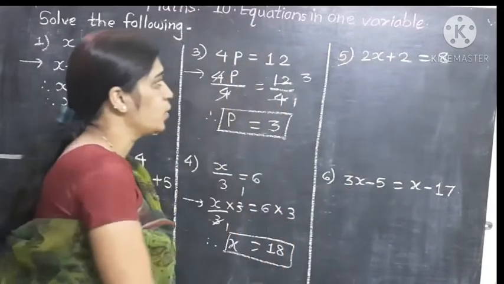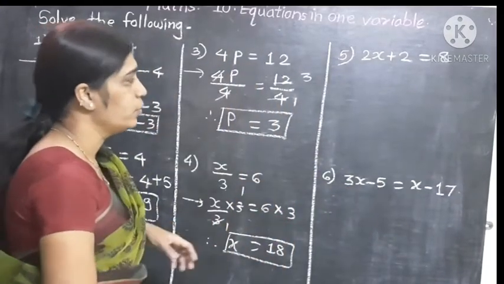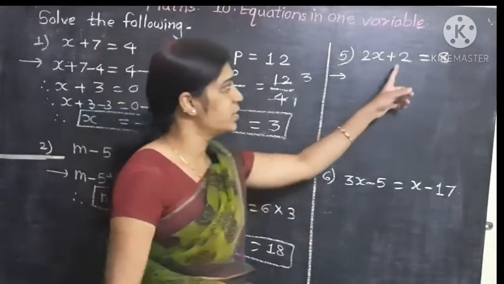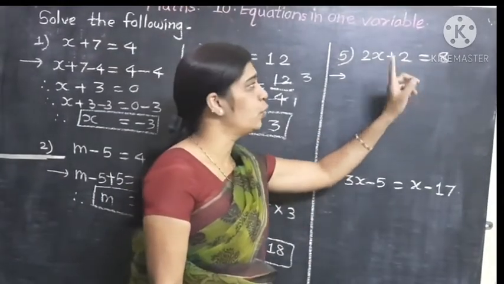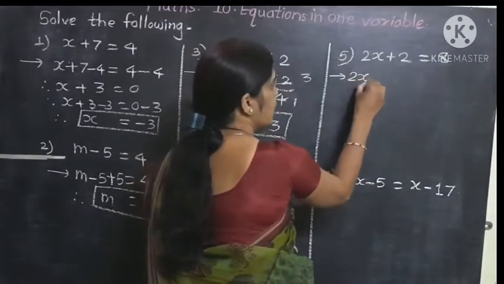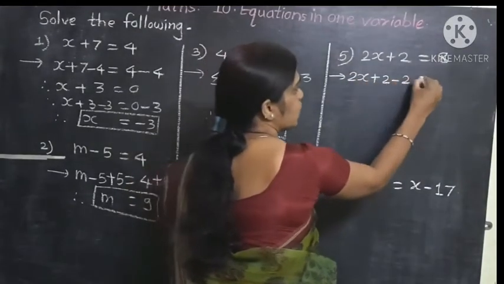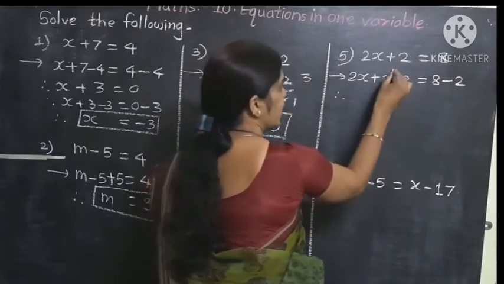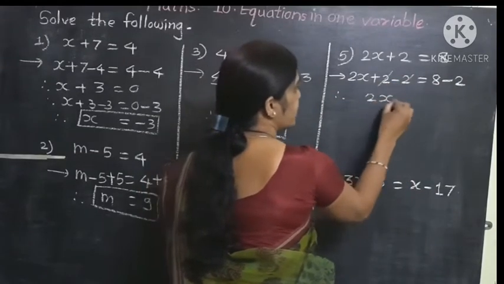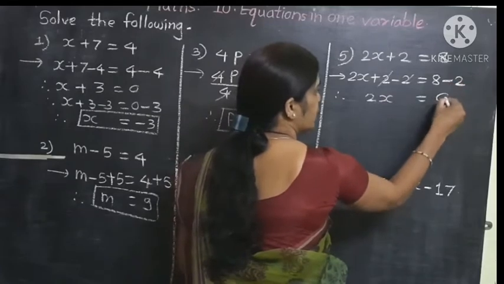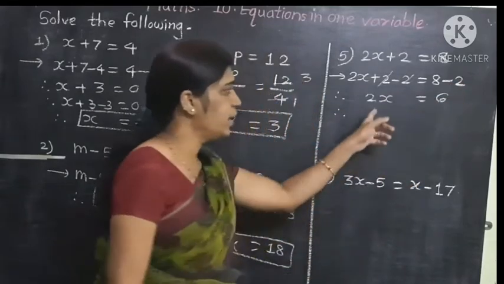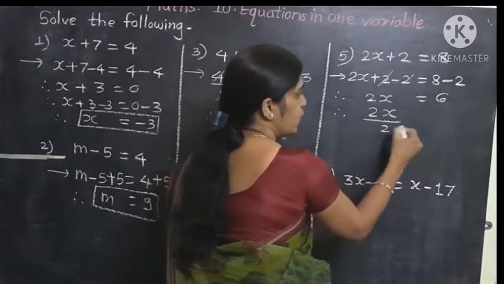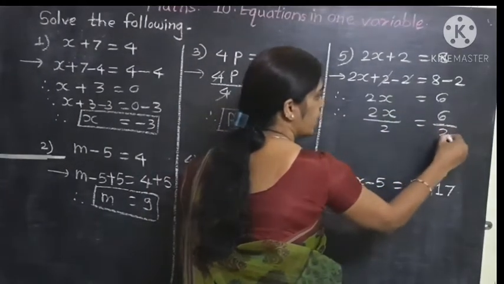Okay, now see one more example is given here. How to find this? First you subtract 2 from both sides. 2x plus 2 minus 2 is equal to 8 minus 2. 2 gets cancelled. 2x is equal to 6. Now here divide both sides by 2. 2x divided by 2 is equal to 6 divided by 2.